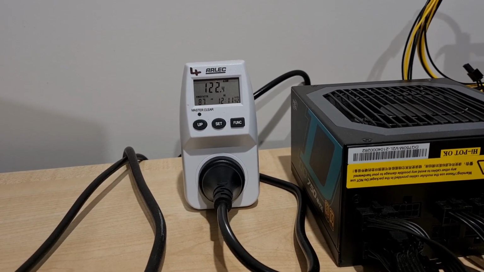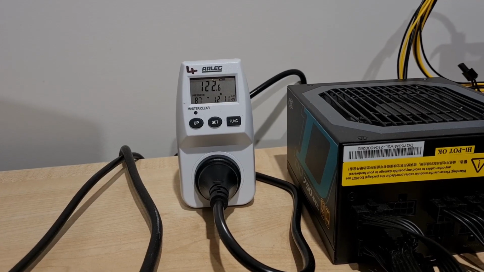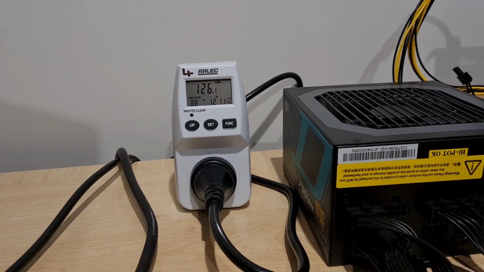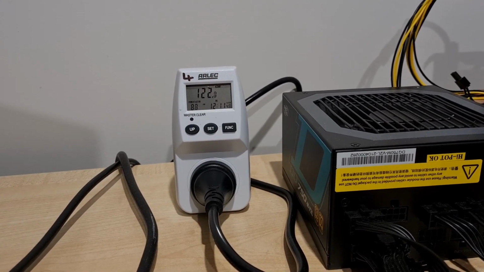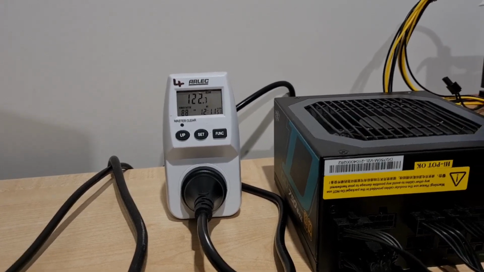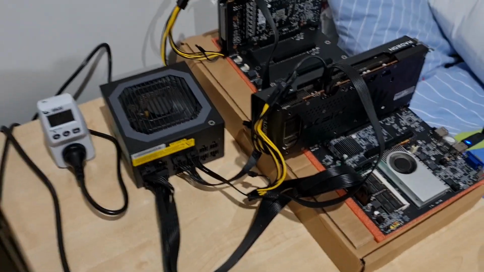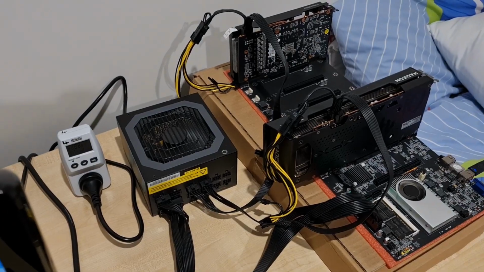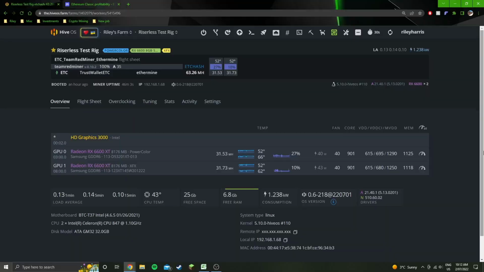We currently have two 6600 XTs on the test bench and we are currently mining ETC. We are at 123 watts on average at the wall, and I'll jump into the software and show you what we're getting in there. Alright guys, we're in the software side of things now.